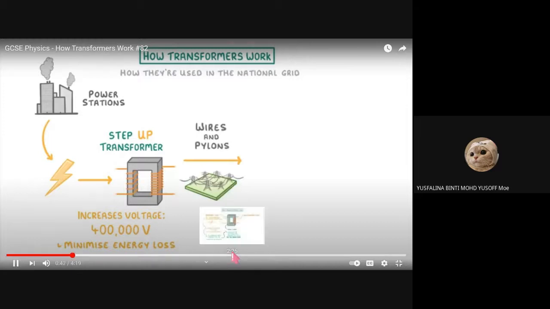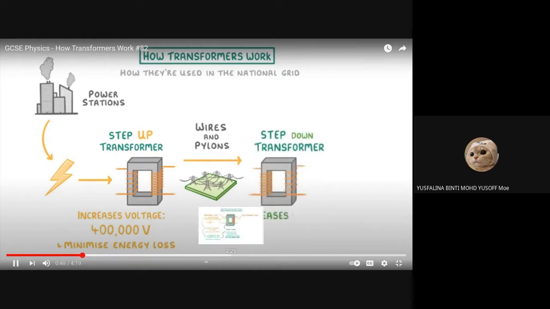Then once it gets to where it needs to go, like a small town, it passes through a step-down transformer, which decreases the voltage to around 230 volts, so that it's safe to use in our houses.